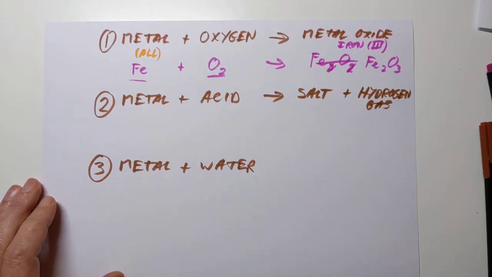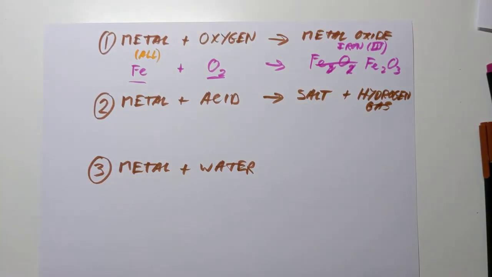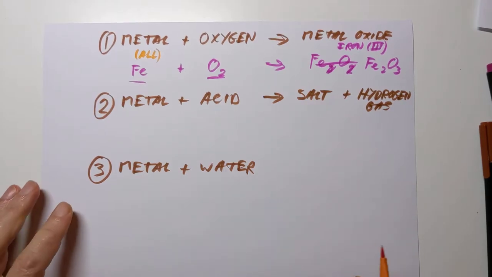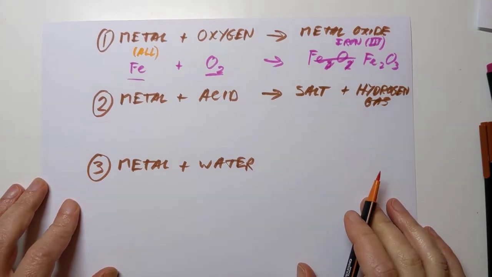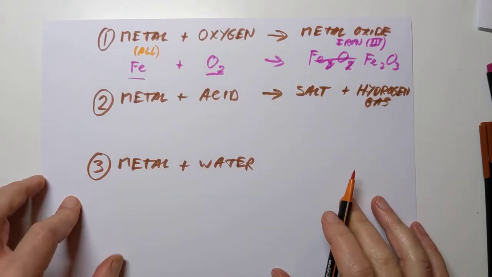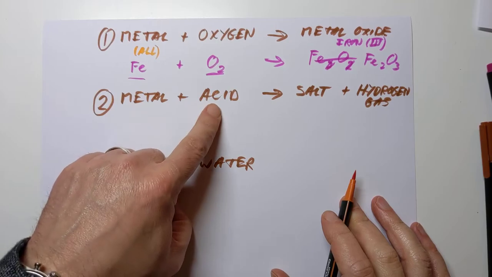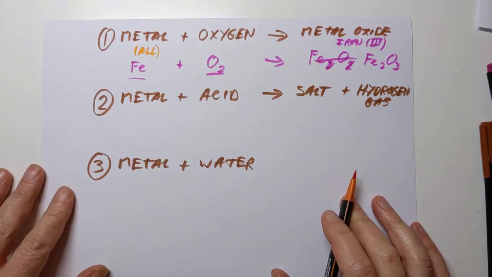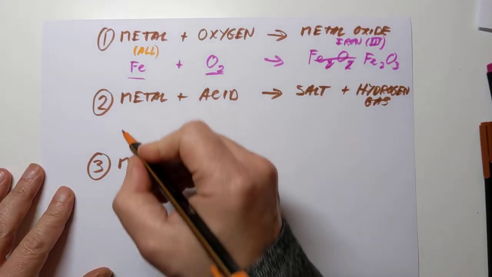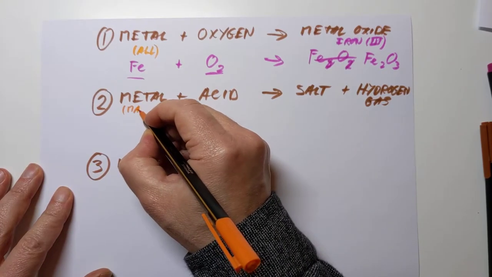Again, let's take a real world example of this. This, by the way, applies to fewer metals, but still a great many of them. I'll show you which ones it applies to just in a second. It used to be required knowledge that you used to have to know which metals would react with acid. That has been taken out of the course in recent years. So let's just say many.